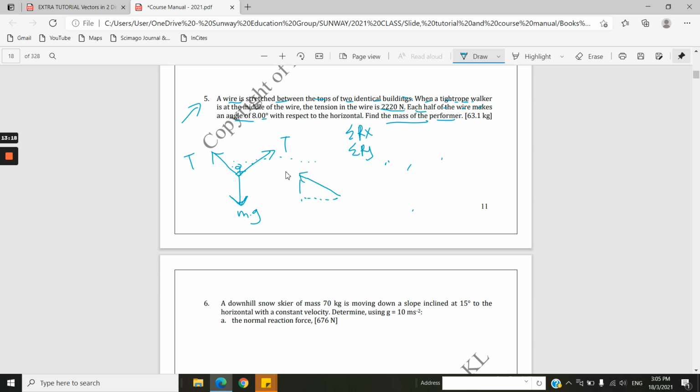So you got this tension, here is 8 degrees. So you will have up left. So you got 8. This is x. Okay, sorry. Negative T cos 8 degrees. This is T sine 8 degrees. Correct or not?